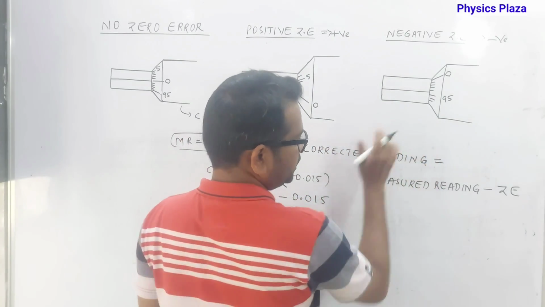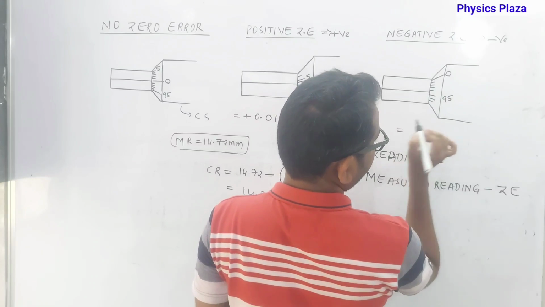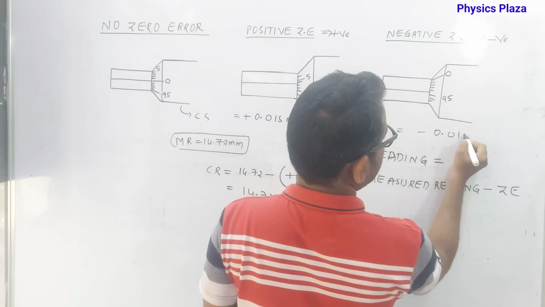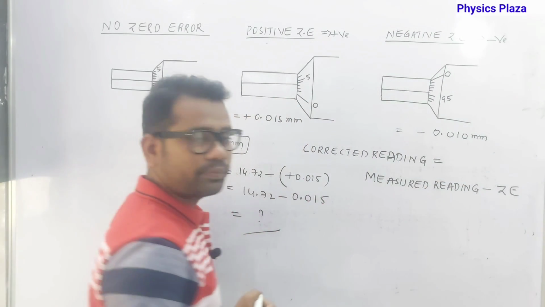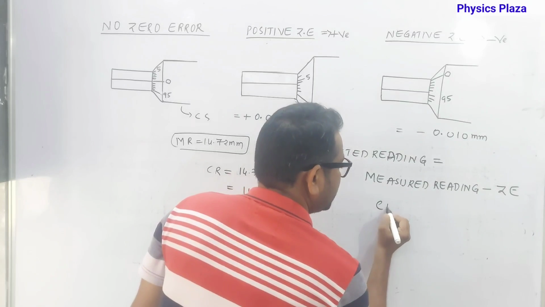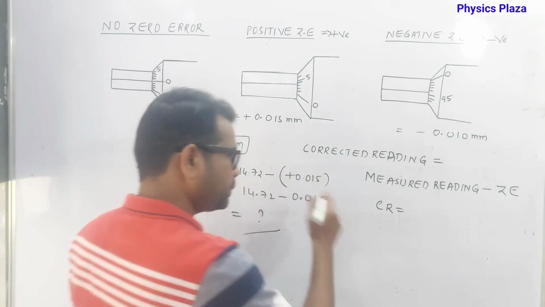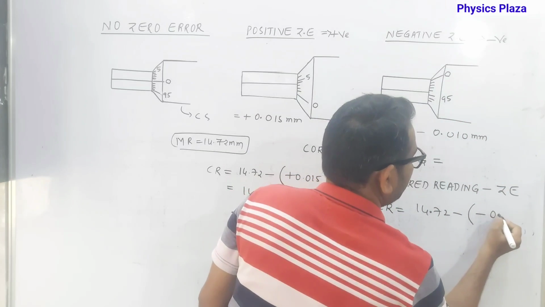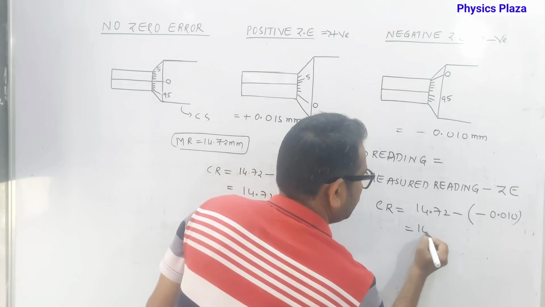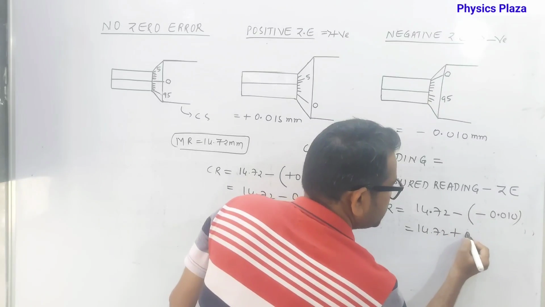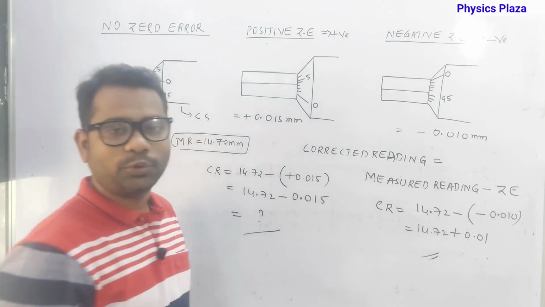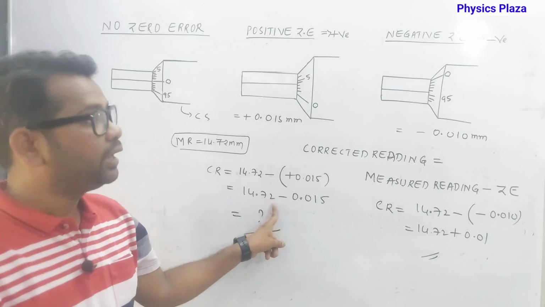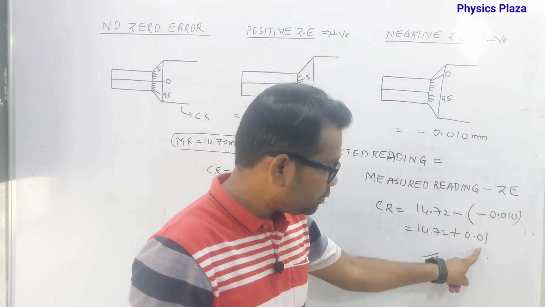Okay, yes. So suppose, children, the negative zero error value is given. Try to understand. For example, let us say 0.010, that is 10 millimeter. Then what is the corrected reading, children? Corrected reading is equal to measured reading. For example, suppose the measured reading is 14.72, minus of minus 0.010. So this is going to be 14.72 plus 0.01. So you will get some value. Which means, children, if it is a positive zero error, that value must be subtracted. If it is a negative zero error, that value must be added.